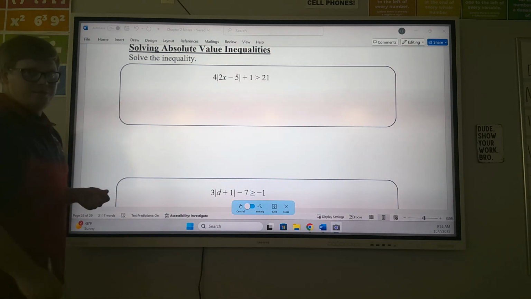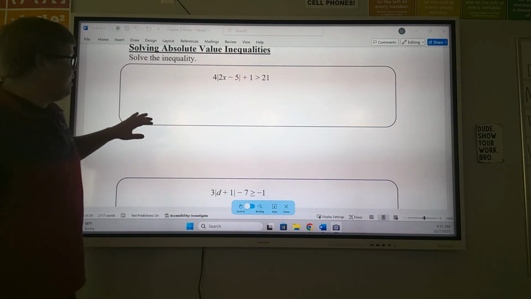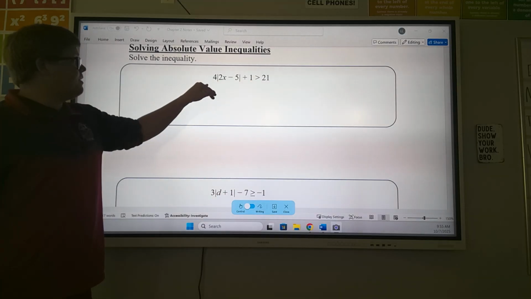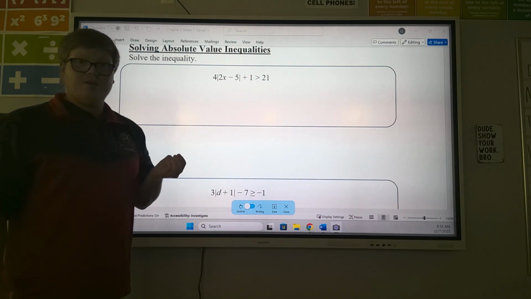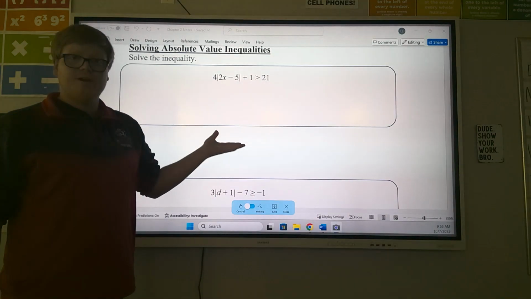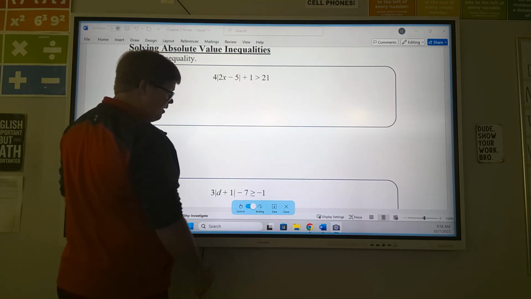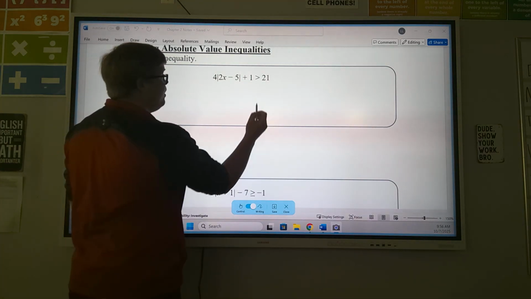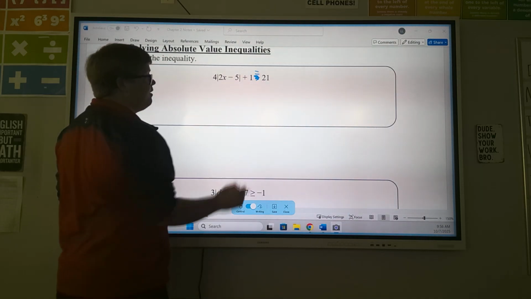Okay, today we're going to talk about solving multi-step absolute value inequalities. And the reason I say multi-step is because this absolute value is not by itself yet. And the only way to solve an absolute value inequality is by having the absolute value by itself. So you're going to solve this pretty much the exact same way that you would if we didn't have this inequality and it was an equal sign.